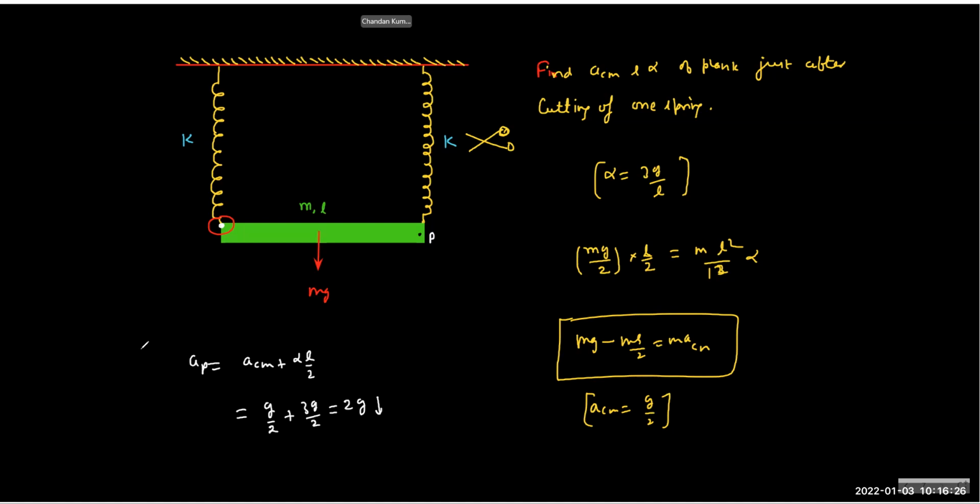So with string, we had written the constant relation because string cannot be stretched. But with spring, it is possible to stretch, and therefore the point cannot be taken as a point which will have zero acceleration. So it will have some acceleration.